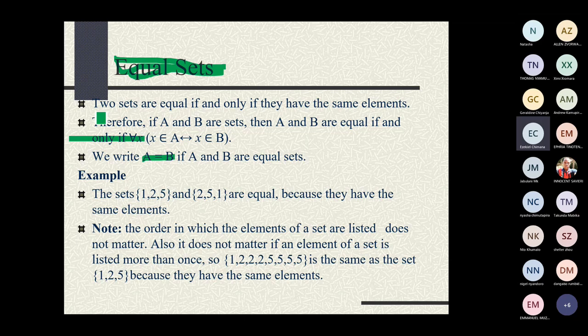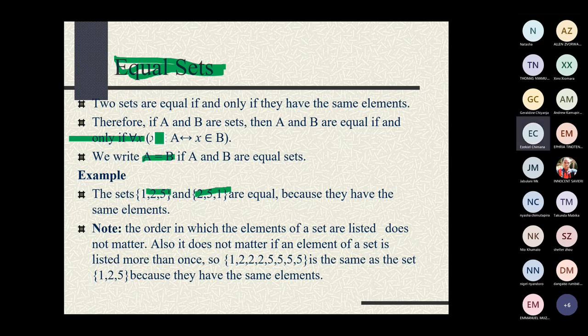So for example, here the set with elements 1, 2, 5 and the set with elements 2, 5, 1 are equal because they have the same elements. The arrangement or the order of elements in that set doesn't matter.